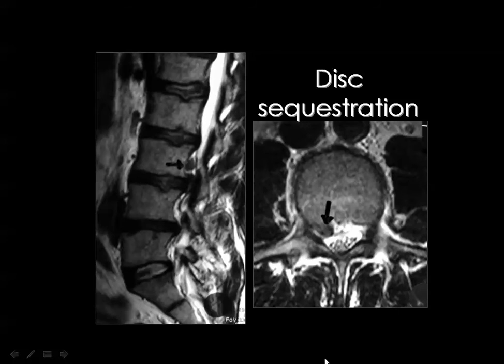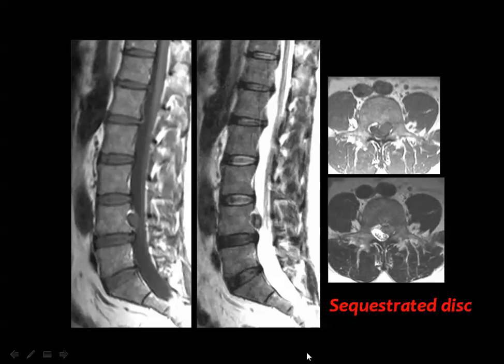Then what happens if the distal fragment of the disc has been separated from the rest of the disc substance? This is known as disc sequestration. You get a disc fragment within the spinal canal at a relatively higher or lower level from the original disc. And this is a good example.